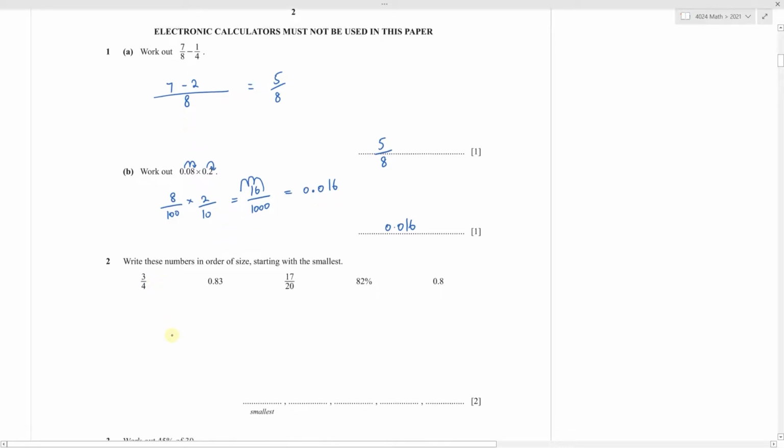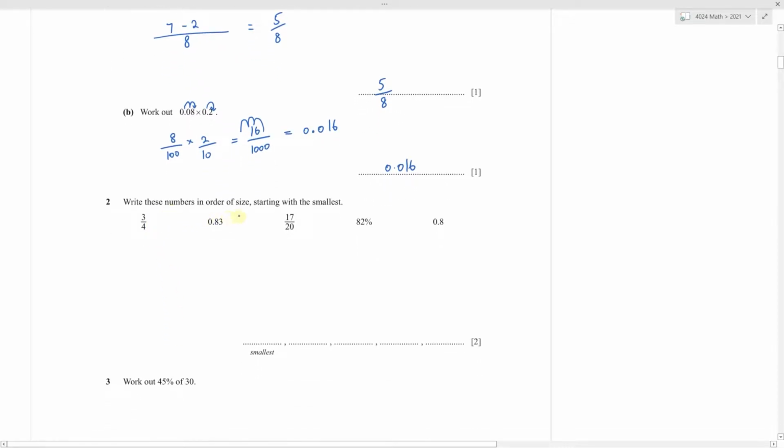Let's move on to question number 2. Write these numbers in order of size starting with the smallest. So you have 3 over 4, 0.83, 17 over 20, 82%, and 0.8. The easiest way to compare these numbers would be to convert them all into fractions with the same denominator. I see that this is 0.83. This will become 83 over 100. 82% is 82 over 100. So I see that 100 is a common denominator. So I can write all of the other values as a fraction where the denominator is 100.